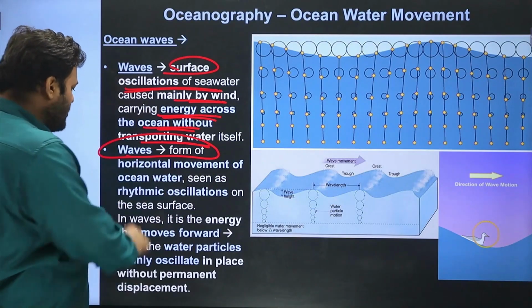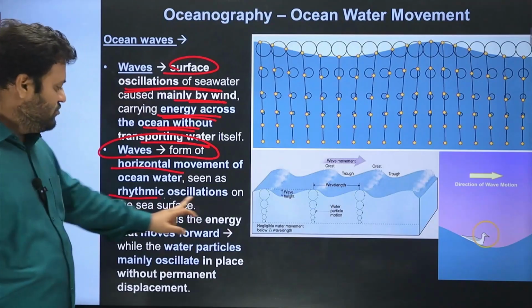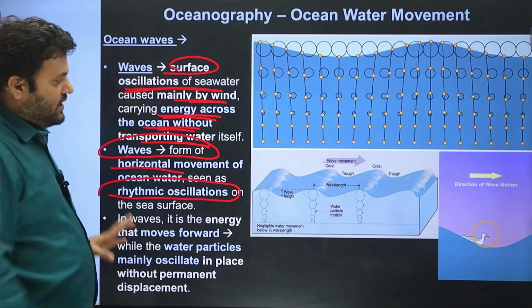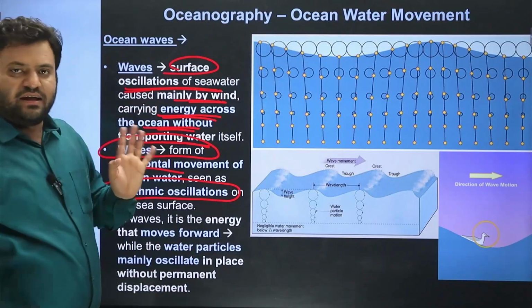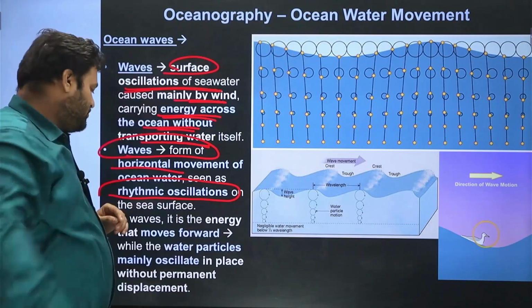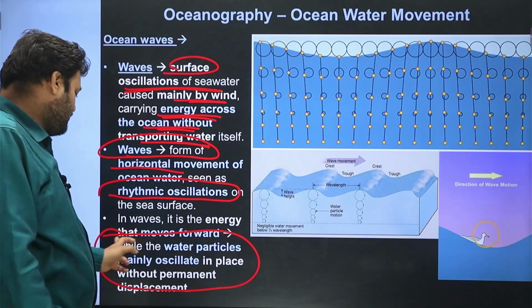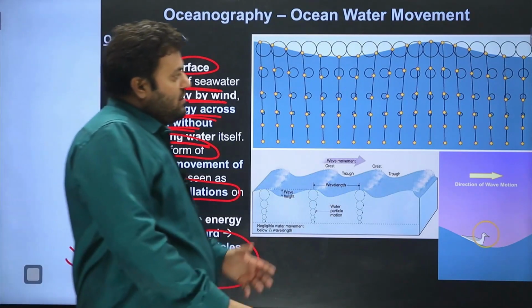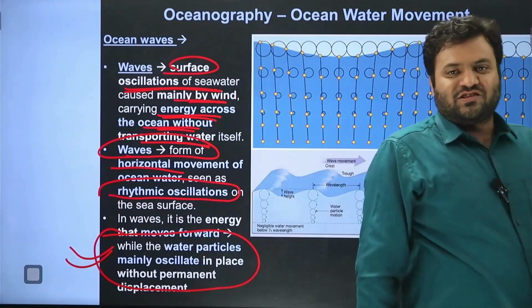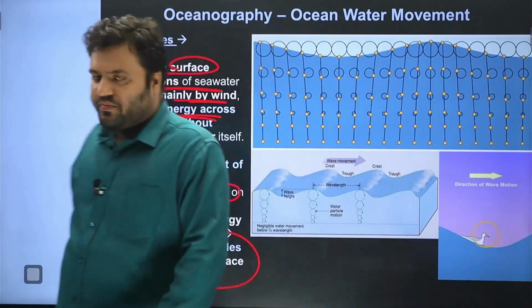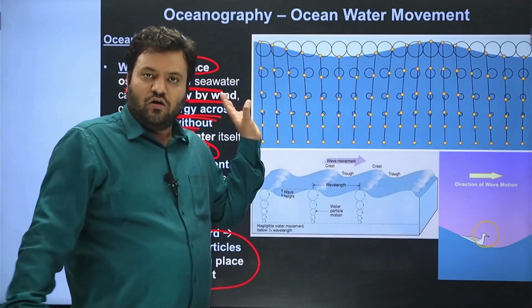And yes, here you have a horizontal movement, and I told you you have a rhythmic oscillation as well. As this energy propagates, in other words as this wave propagates, water particles will have some sort of oscillation rather than permanent displacement. So permanent displacement is not there. There is just, we can say, shifting of water mass, guys.